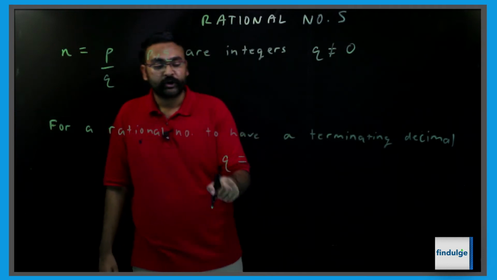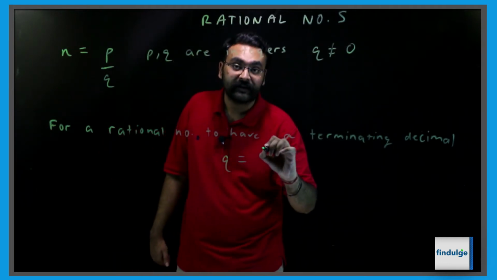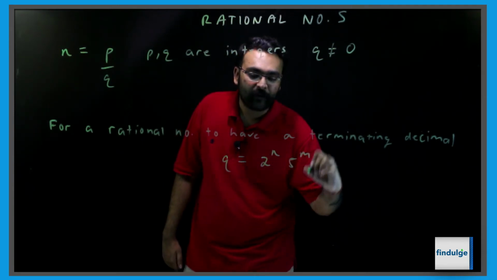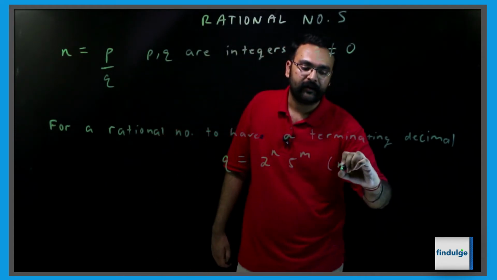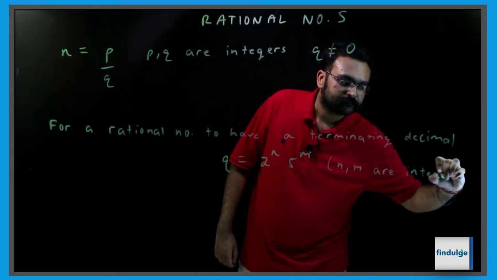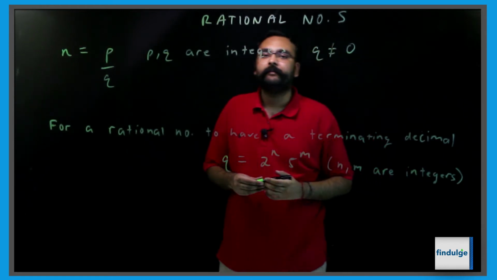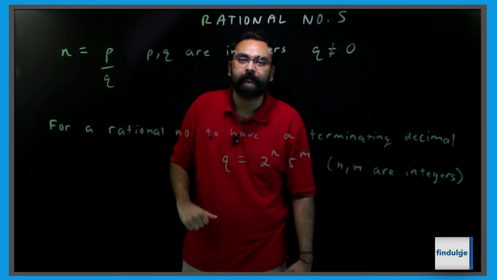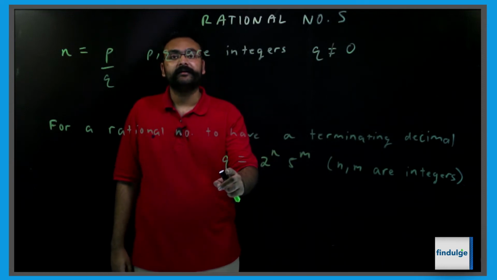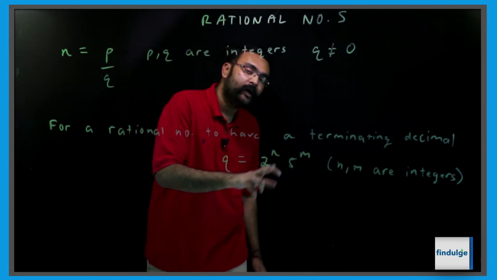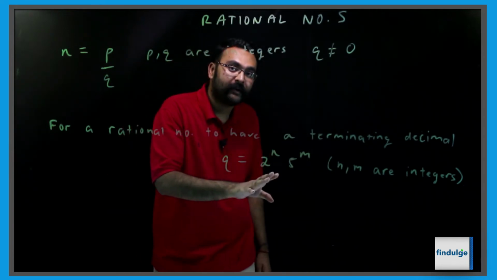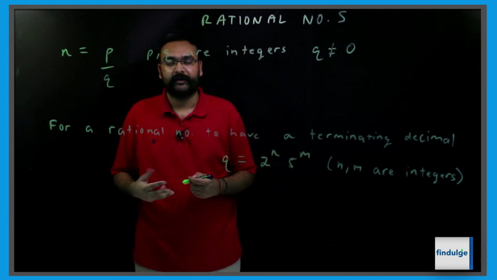In other words, q must be able to be represented in the form 2 to the power n, 5 to the power m, where n and m are integers. This simply means that when we write out our number in p by q form and bring it to its simplest fraction, your denominator should only have 2 and 5 as its factors. Let's look at how we apply this and how we can actually calculate it.